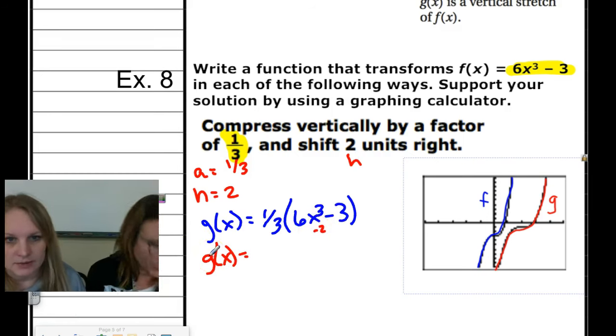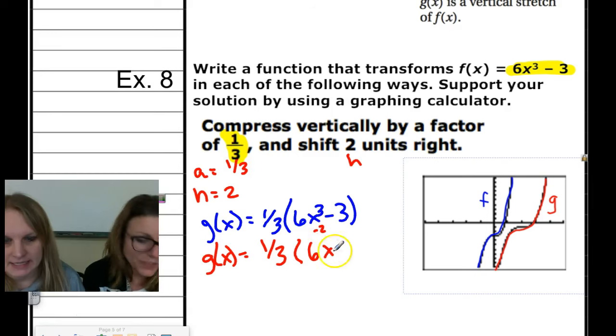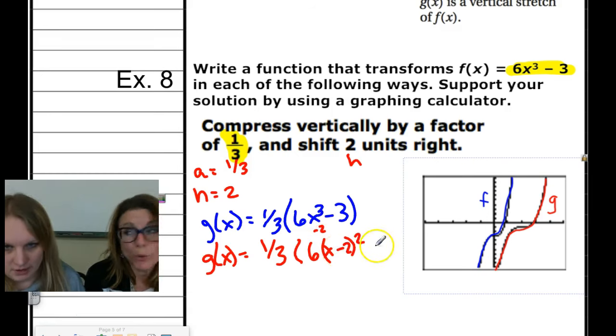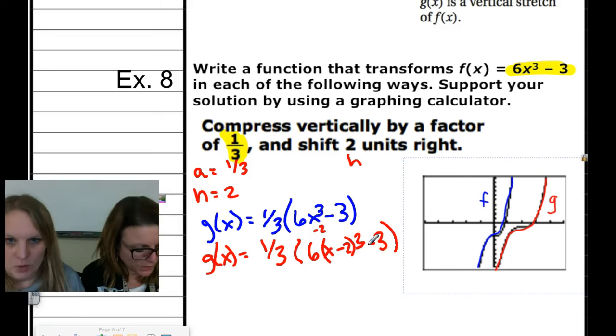So then we got g of x. This is where I think we're going to lose a lot of you on this one. But in parentheses, do a 6, and in another parentheses, x minus 2 cubed. Oh, cubed. Yep, sorry. I forgot. We're not doing our linears anymore. Minus 3. Close the parenthesis.